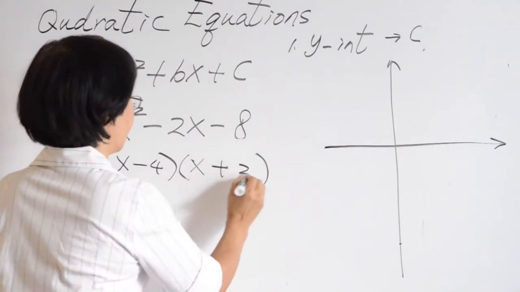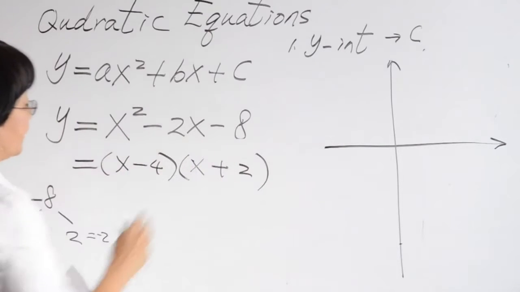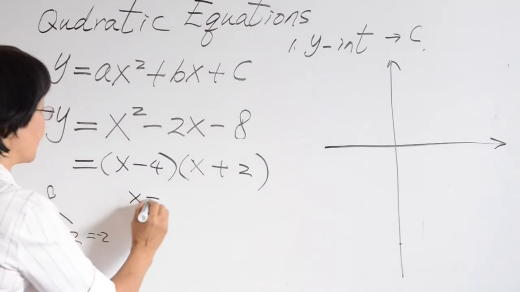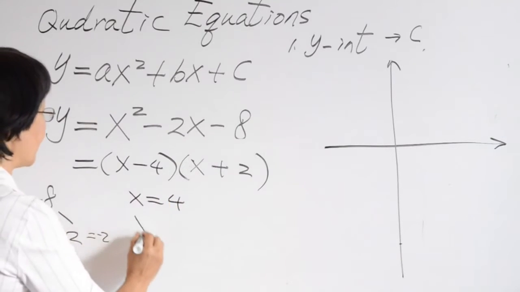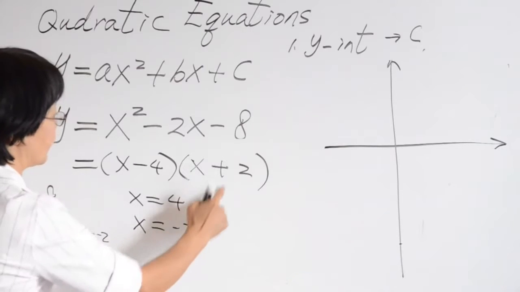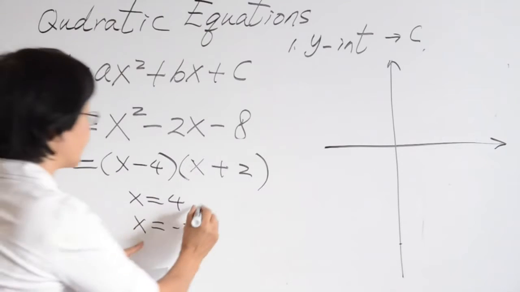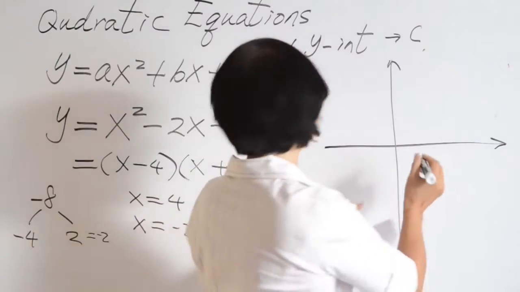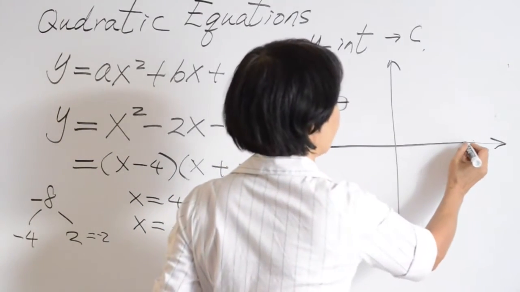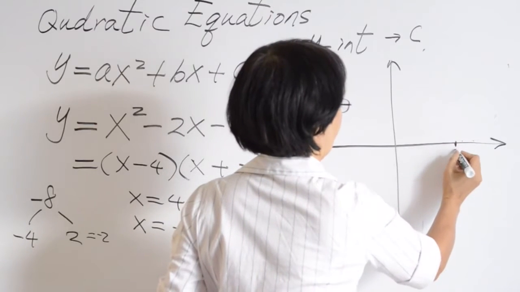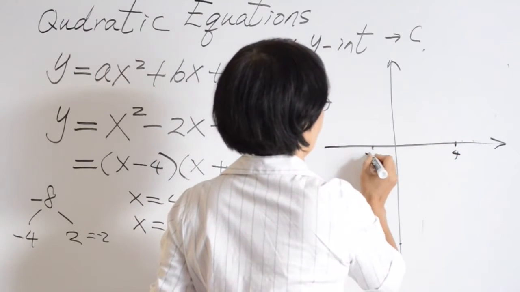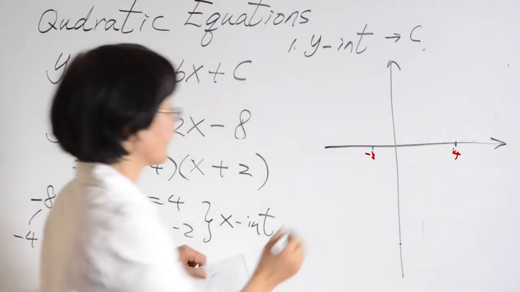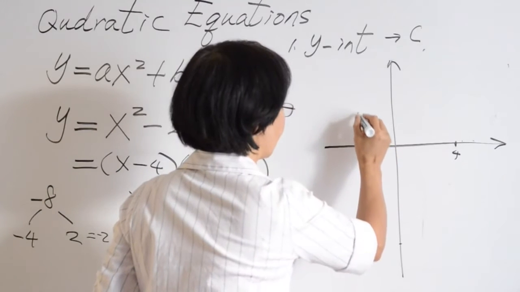If you open up x plus 2, you should get this, okay? So this tells me the x-intercept. That means x is equal to +4 or x is equal to -2. So that's the x-intercept here. If you go to here, +4 probably is here, and -2. So if you draw your graph, it probably looks like this.